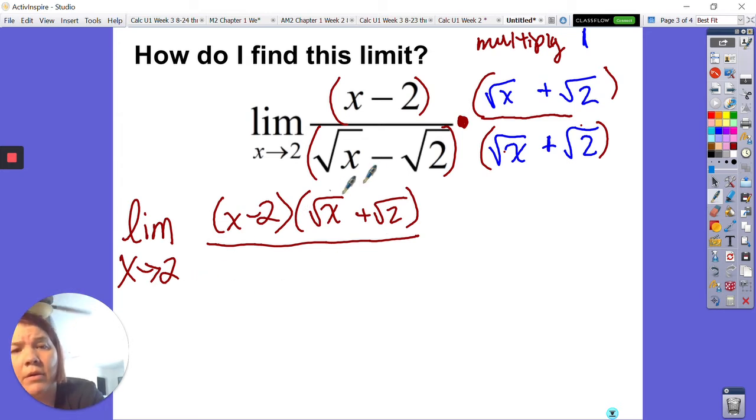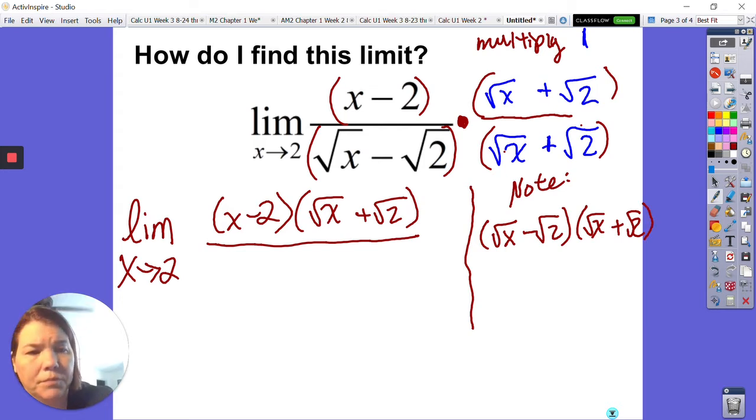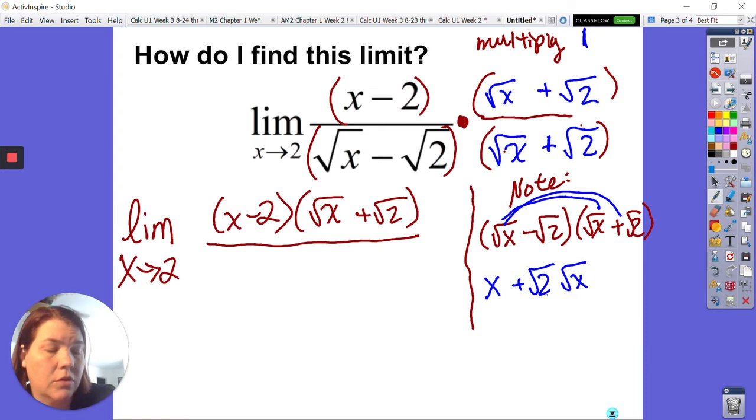And then in the denominator, I'm going to have these multiplications. So I'm just going to go over here and do a quick little note because it's not really part of my problem. I'm going to do the square root of x minus the square root of 2 times the square root of x plus the square root of 2. And so, closing my parentheses, I get square root of x times the square root of x is x, plus the square root of 2 times the square root of x, minus the square root of 2 times the square root of x.